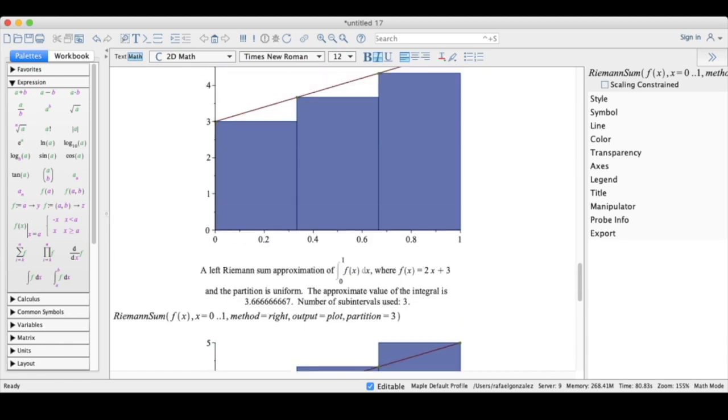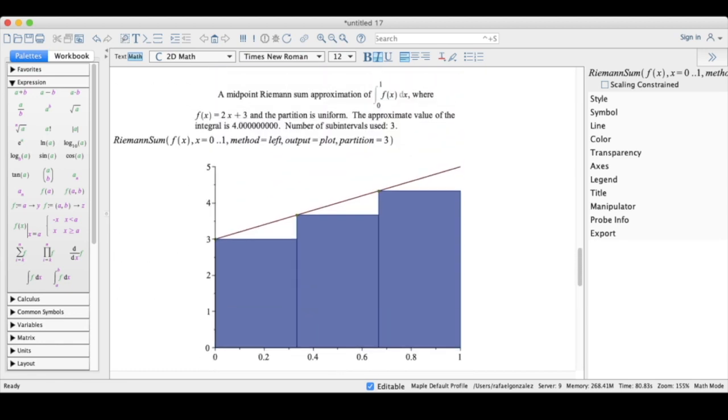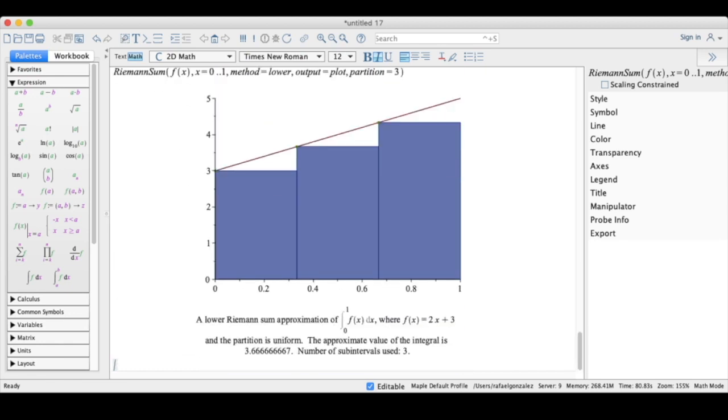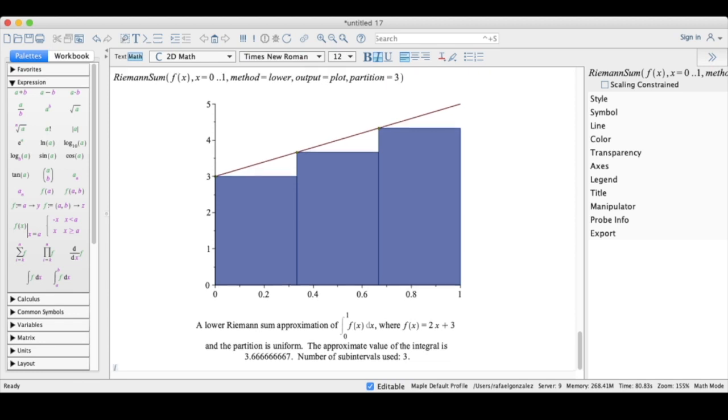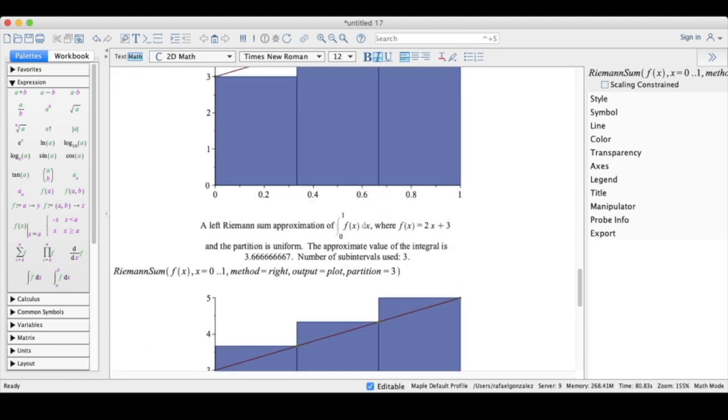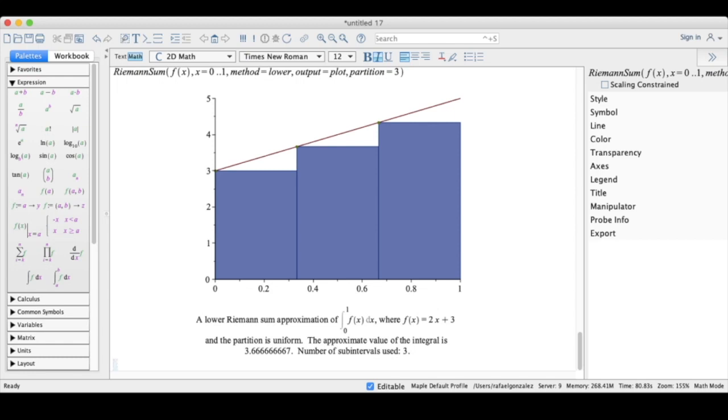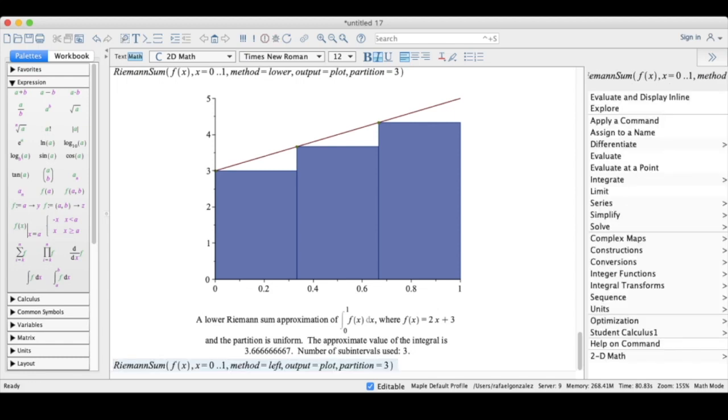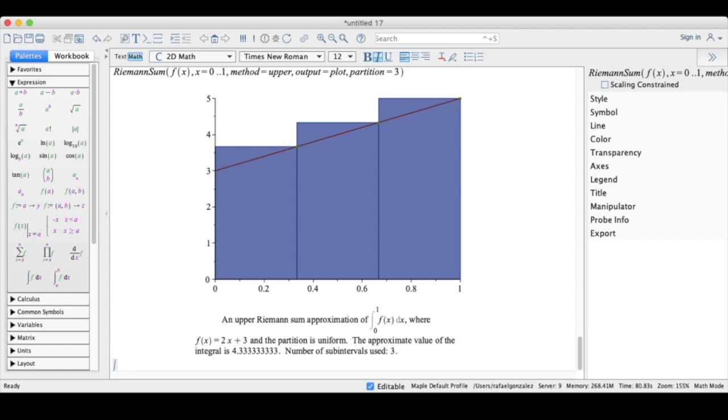Now notice that the lower and the left actually gave us the same approximation. We got the exact same approximation by using the lower method. And if you do the upper method, you should get the same approximation as the right one. And lo and behold, we do.